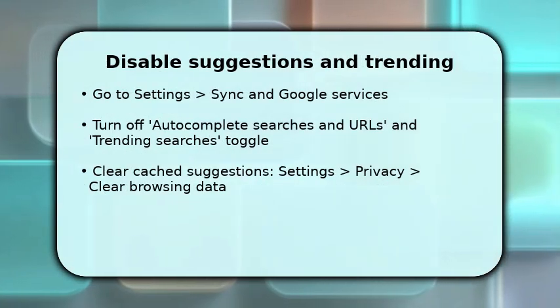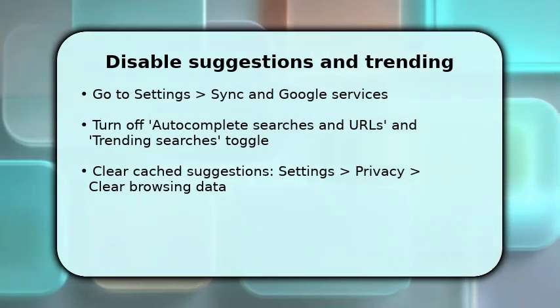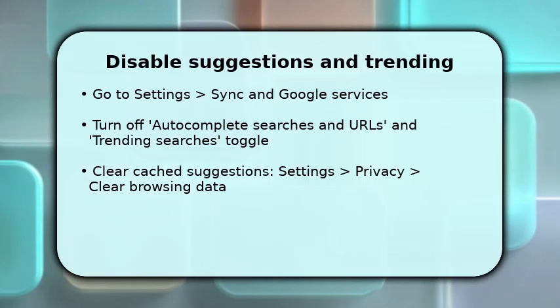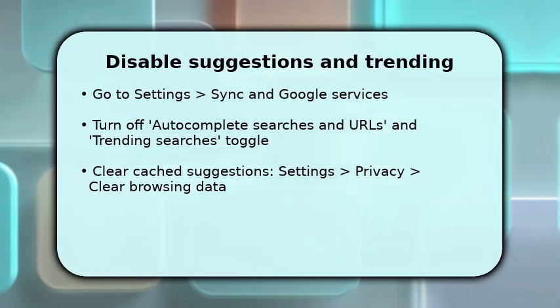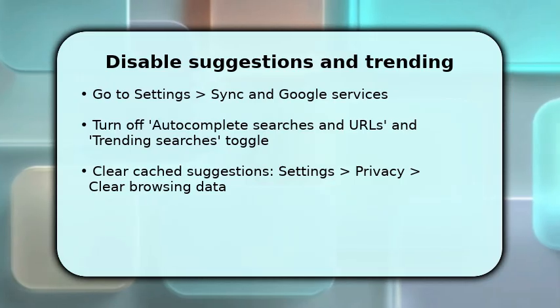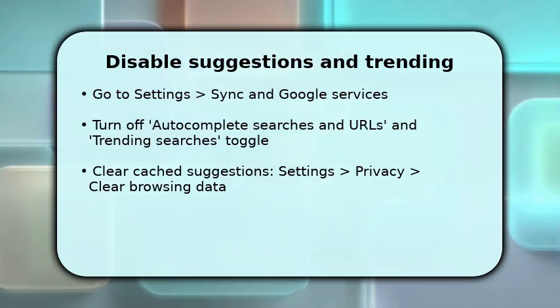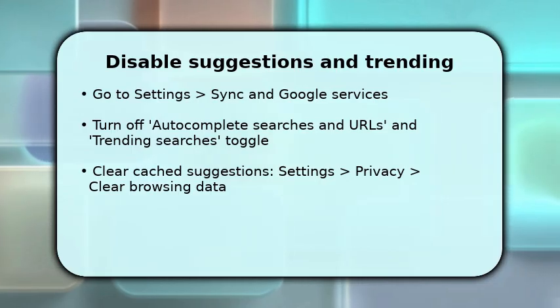Next, you go into Settings, Sync and Google Services, because trending searches is served through suggestion features. There, turn off autocomplete searches and URLs to stop predictive entries, and locate the specific trending searches toggle and disable it.